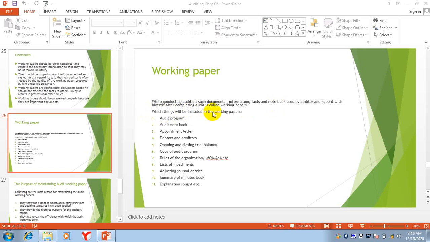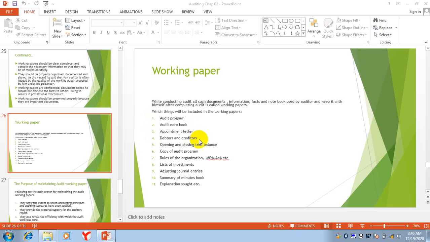Which things will be included in the working papers? These are the list of the things which will be included in the working paper. The first one is the copy of the audit program, audit notebook. He will also keep a record. He's also using this audit notebook in his audit. He's using the audit program. He's keeping a copy of the appointment letter.